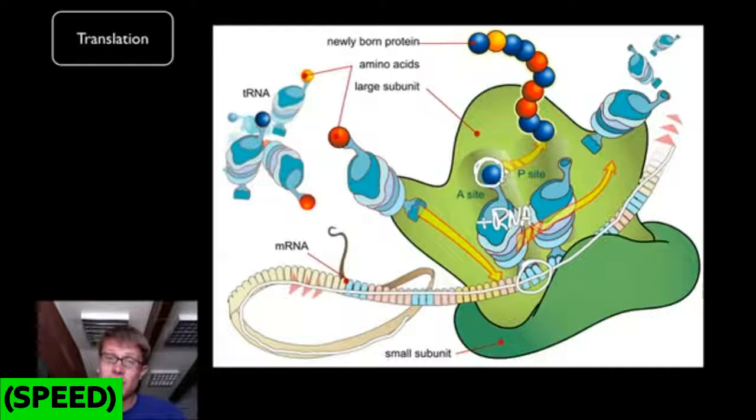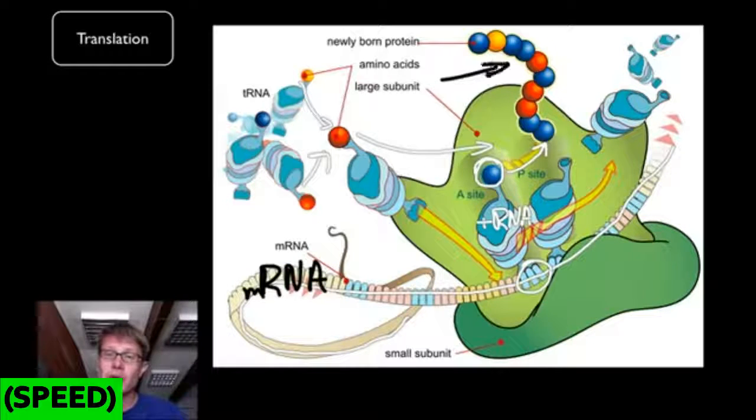And so what will happen is that amino acid will attach onto the string of all the other amino acids in this protein. And then everything shifts over. So now we'll have the next one come in, and the next one come in, and the next one come in. And so what do we do here? Well, we're going from RNA, in this case, the messenger RNA. And what we're going to end up with right here is going to be a protein.